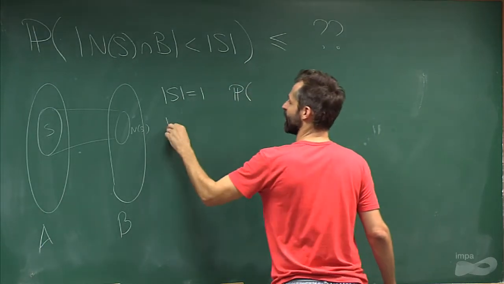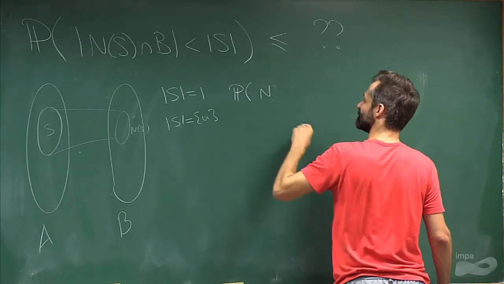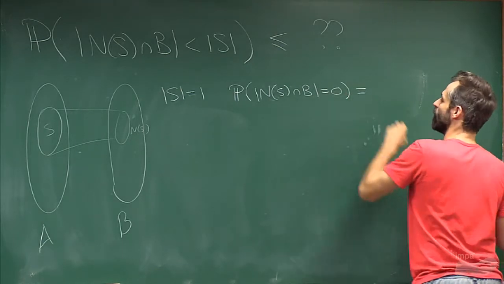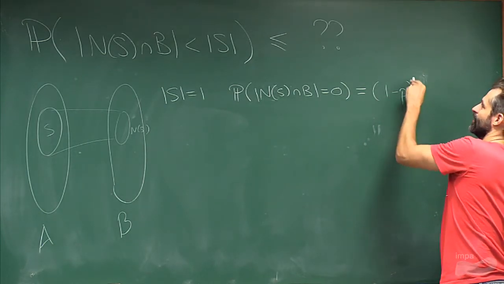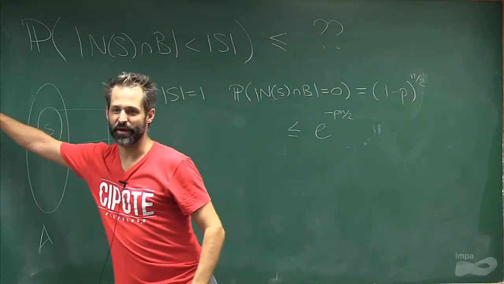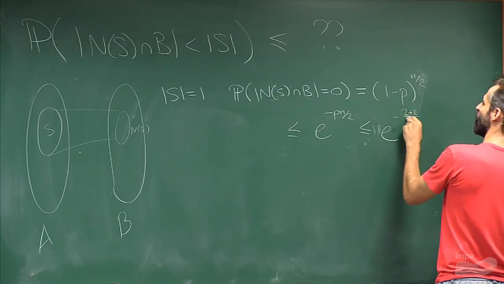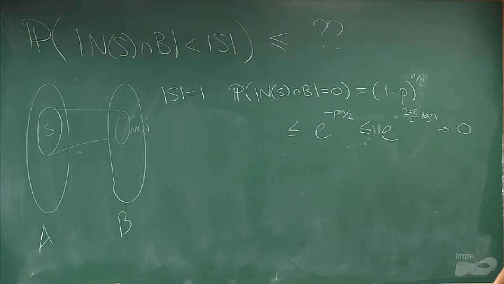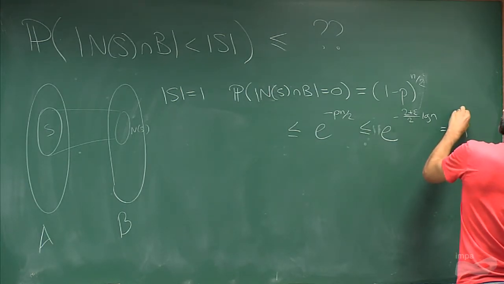This is the probability that, if S equals u, u is isolated, so the degree of u is 0. Neighborhood of S intersection B is 0, is what? It's equal to 1 minus p to the n over 2, exactly, which is at most e to the minus pn over 2, which by this is at most e to the minus (2 plus epsilon) over 2 log n, which tends to 0. Sorry, better than that, which is equal to n to the minus 1 plus epsilon over 2.